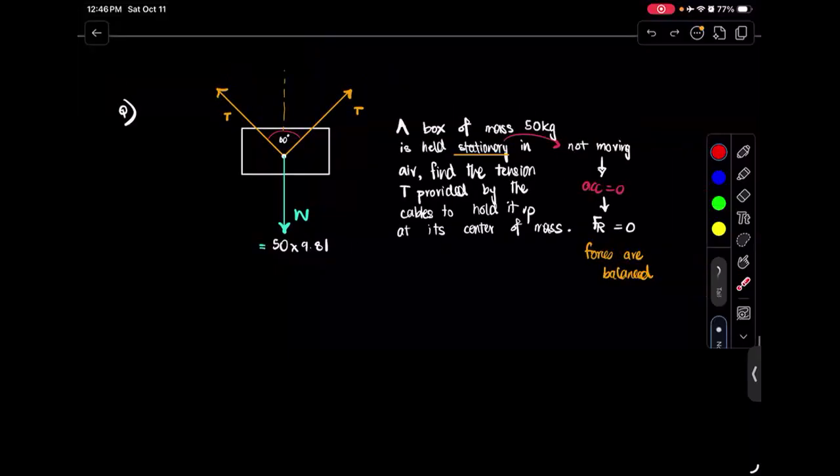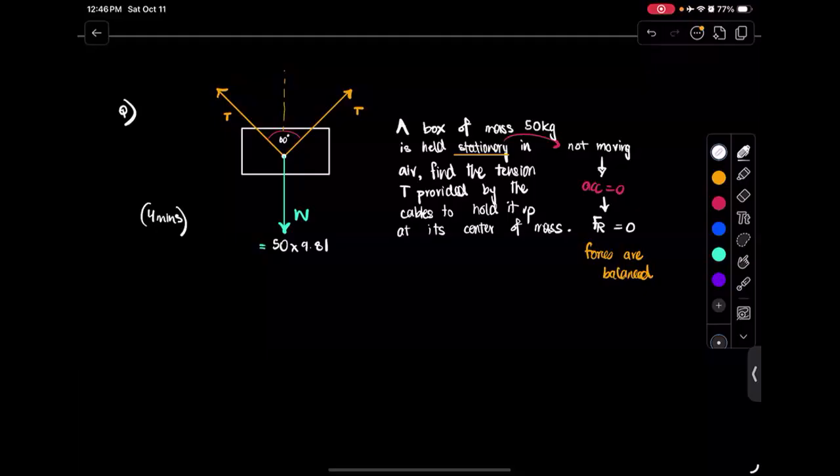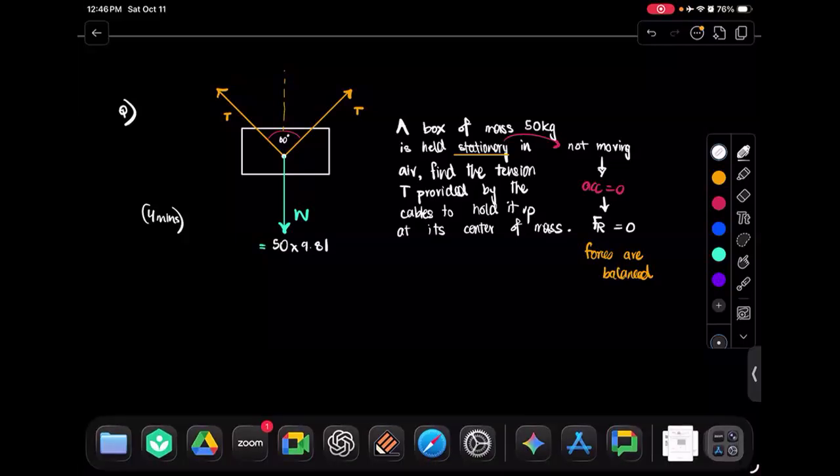Okay. I'll give you 4 minutes for this example. It won't take you even that long, so try solving it out. I'll be right back. Do solve it and figure out what the answer could be. I'll be back in 4 to 5 minutes.